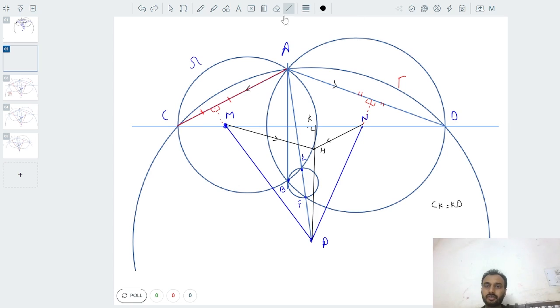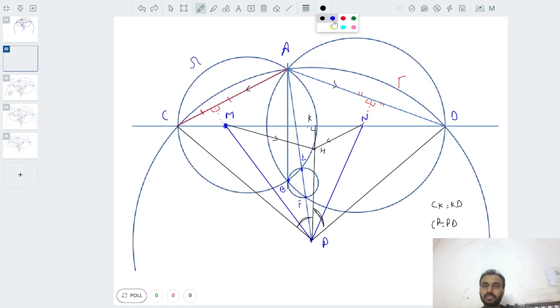Also we can say that this line PK bisects the angle CPD. As we can see, CP is equal to PD, being the radius of the bigger circle, and PK is perpendicular to, or bisects, the chord. So we can say that this angle is also bisected. This angle is equal to this. So do we know the angle CPD? To get the angle CPD, we can use this angle. This is the angle A.